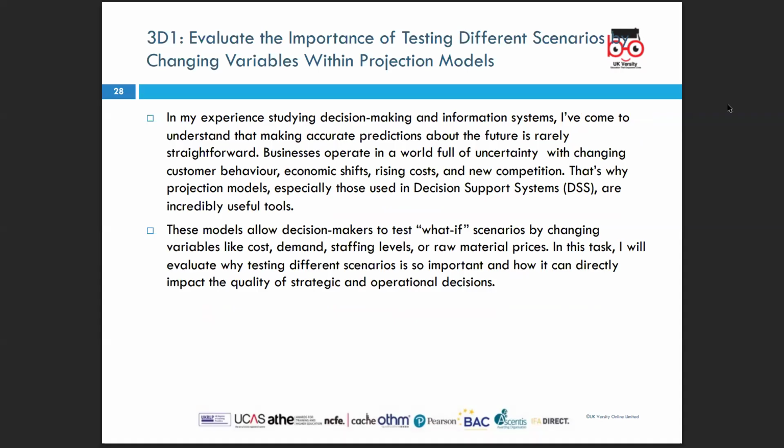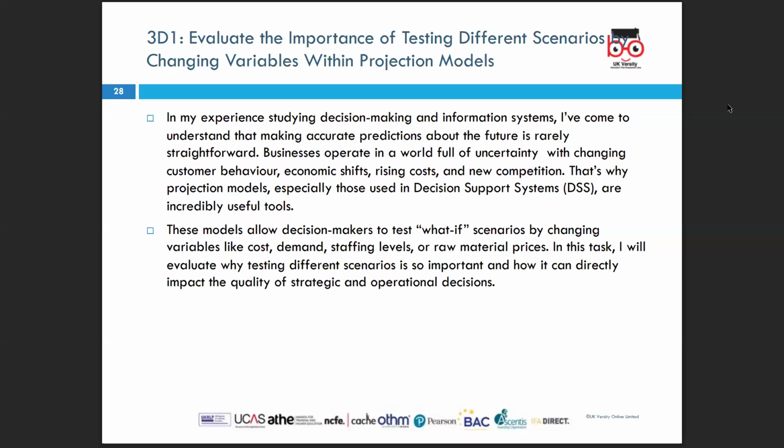We're now looking into our extension activity. We're now going to evaluate the importance of testing different scenarios by changing variables within projection models. So, in our experience studying decision-making and information systems, we've now come to understand that making accurate decisions about the future is rarely straightforward.